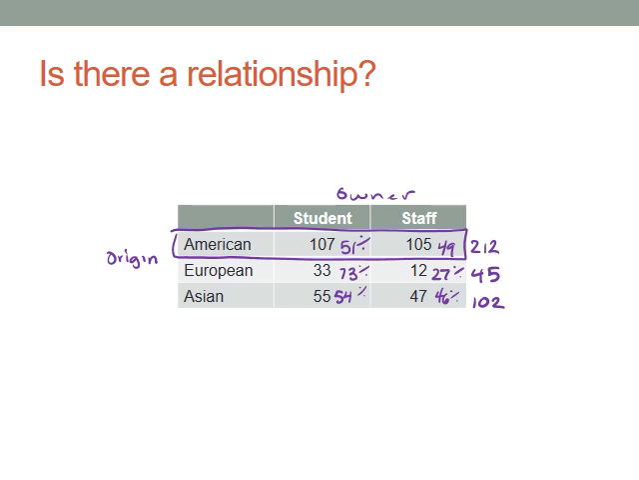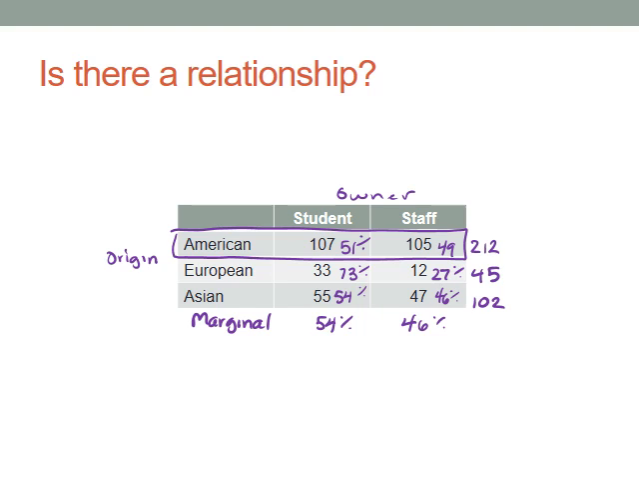Well, if we do a little bit of math, we can find out that 54% of all car owners are students, and that's just by taking the total of car owners. And we can find out that 46% of all car owners are staff. So we would expect within each of these categories that there's slightly more student owners than staff owners. Well, that makes sense. So when I look in the Asian row, I can see that it follows exactly my marginal distribution. The breakdown is the same. So that's what I would expect.